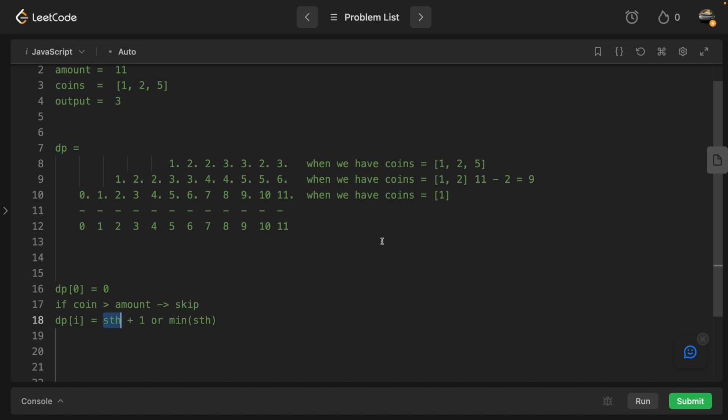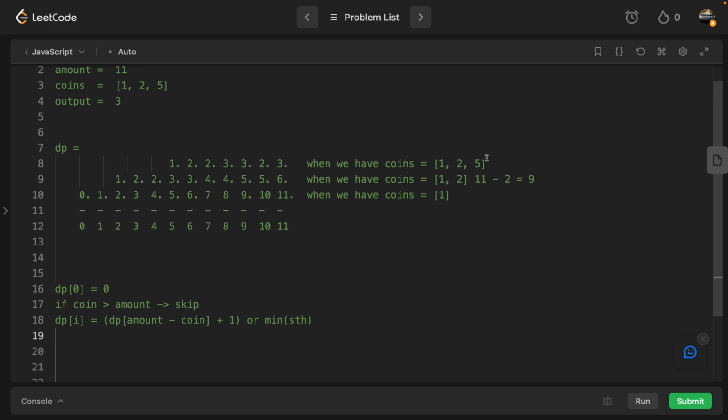So from the observation, we can say that dp[i] will be equal to dp[amount minus coin]. This will get us to the previous index, and then plus 1. Now let's move to when we have the coins 1, 2, and 5.